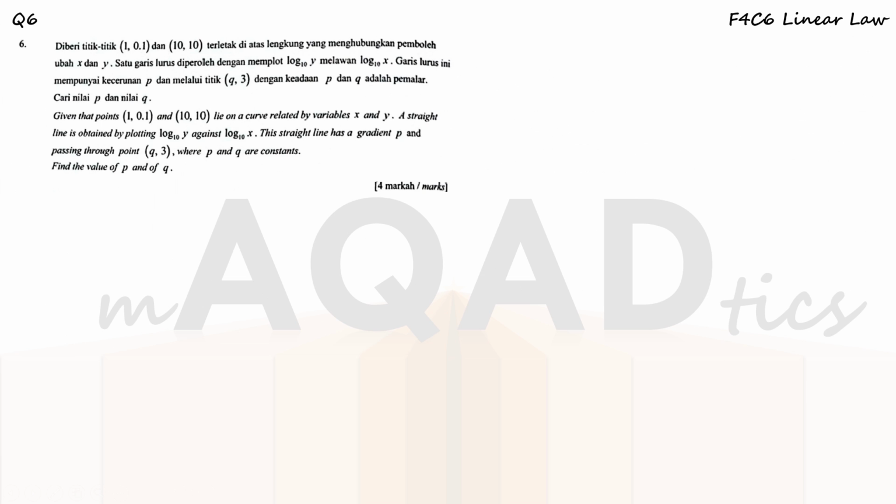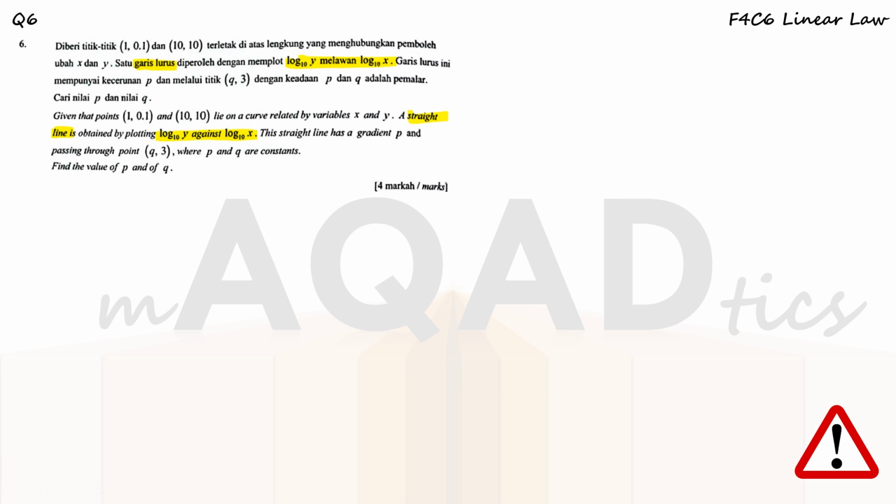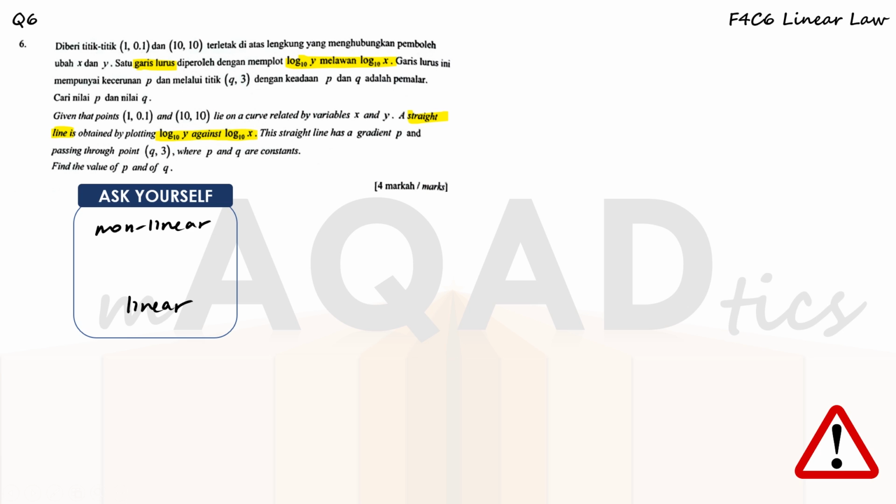Alright, next question is from linear law, and we have these 2 points which lie on a curve, and we have this straight line which is using log base 10 y and log base 10 x as the axes, and we need to find the values of p and q. So for this chapter's paper 1 questions, we need to ask ourselves one question, which is, are we changing from non-linear to linear, or the other way around? Right? So if you look at the value of p and q, all actually depends on this straight line. Okay, so it's very obvious that we need to change from non-linear to linear for this case.